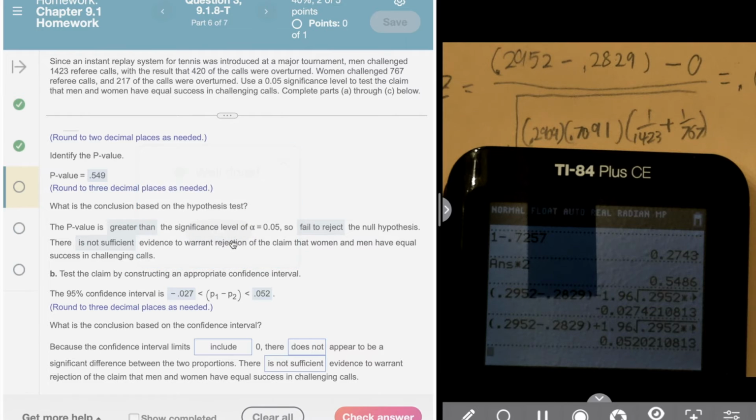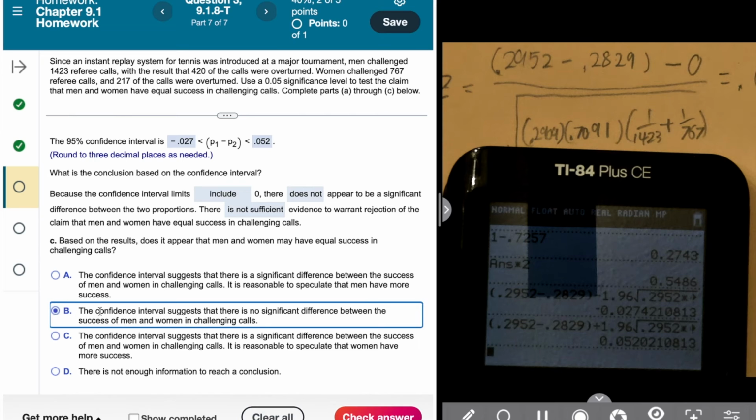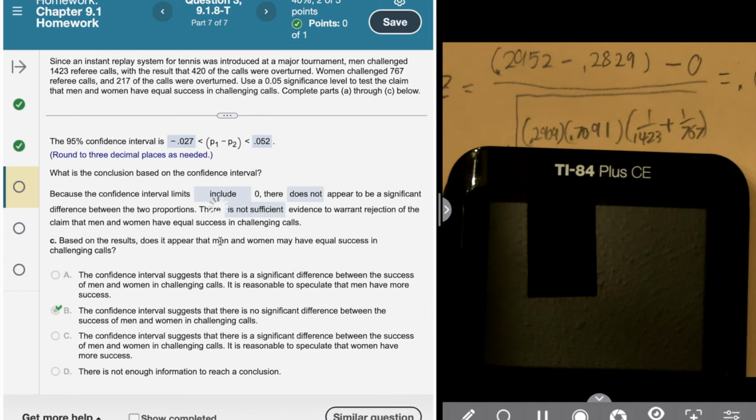All right, before we run through the rest of the homework, the confidence interval suggests there's no significant difference between the success of men and women. I think we're going to go with B. Great. Are we finally done with question 3?